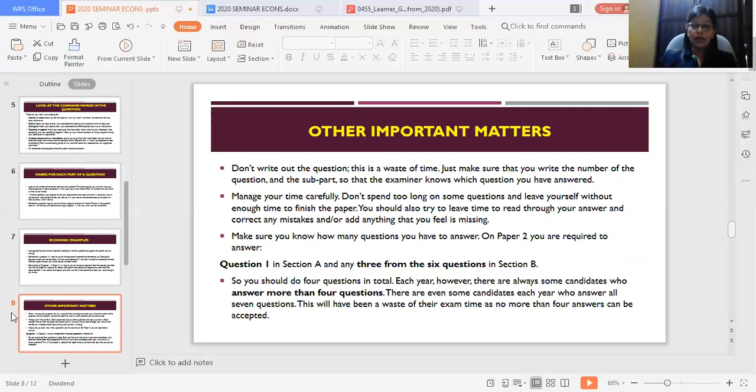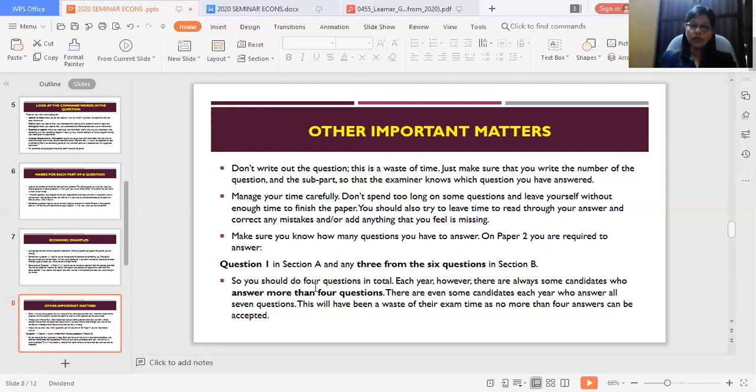Okay. And then make sure you know how many questions you have to answer. On paper 2, you are required to answer, especially on paper 2. Yeah, don't go and answer all 6. The examiner will only take the first 3 questions. All right, and question 1 is section A and 3 from section B.